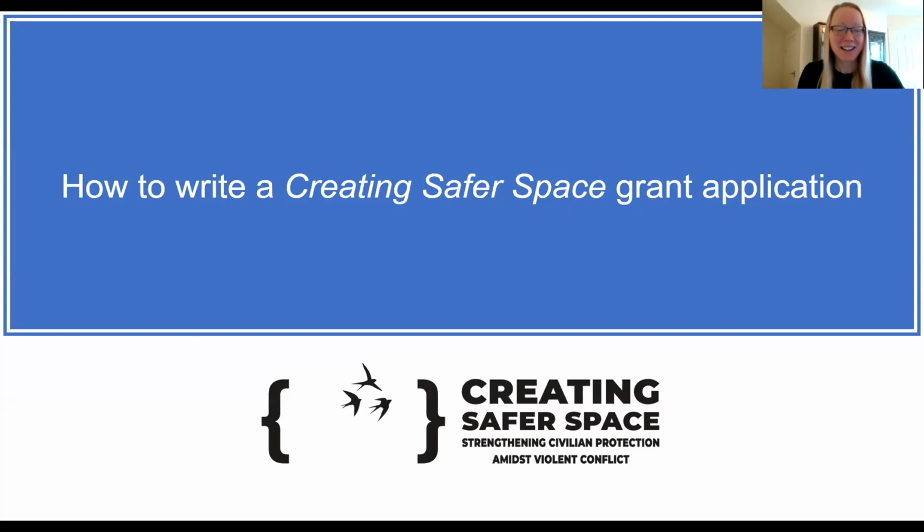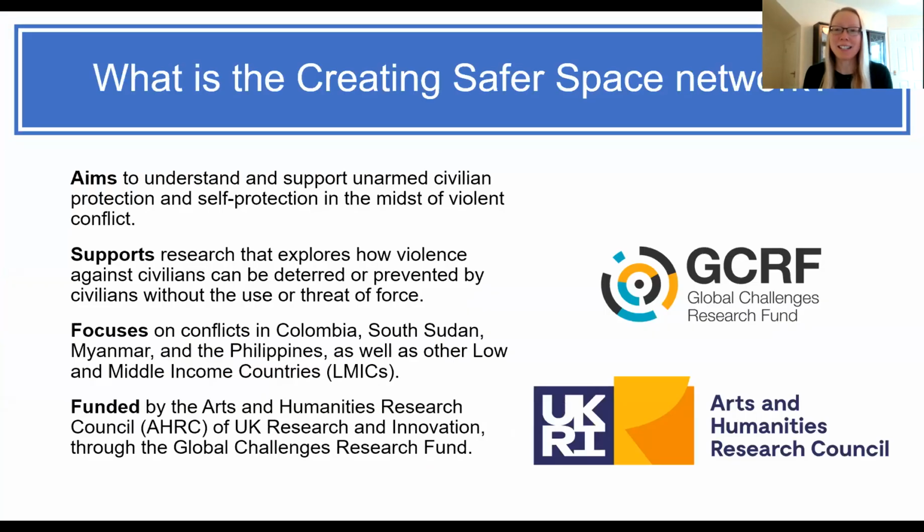All right, welcome everyone to this session on how to write a Creating Safer Space grant application. To begin with, I will very quickly introduce the Creating Safer Space network. Our network aims to understand and support unarmed civilian protection and self-protection in the midst of violent conflict. We support research that explores how violence against civilians can be deterred or prevented by civilians without the use or threat of force.